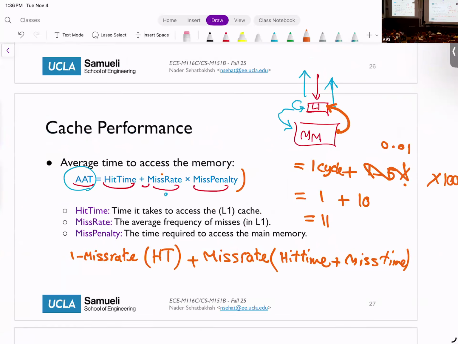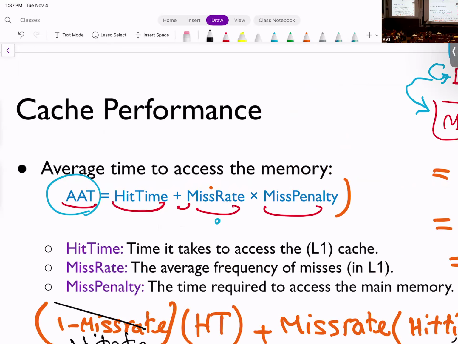Because essentially what will happen is, the times that you have a hit, the amount of time that you need to spend is the hit time. The times that you have a miss is hit time plus the miss time, because you still need to search the memory, but then you go to the miss as well. So just keep in mind that the way that we write this is easier to see that hit time is always there.